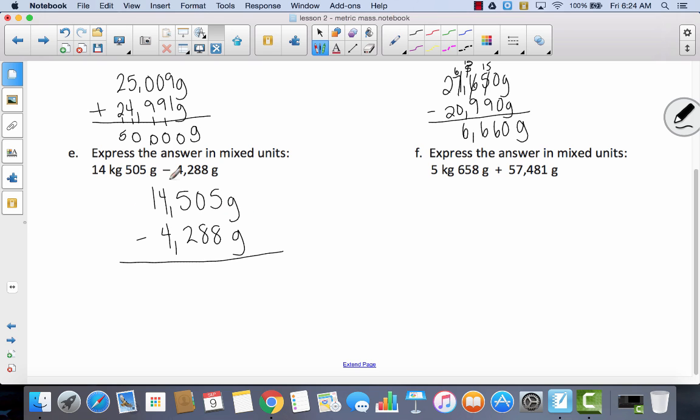If you want to subtract by yourself, go ahead and pause the video and see what we get when we subtract. Okay, so when I subtracted, I ended up with 10,217 grams, but it says express the answer in mixed units. So I have to change this back into kilograms and grams. Well, 10,000 grams is equal to 10 kilograms, and then I would have 217 grams left over.